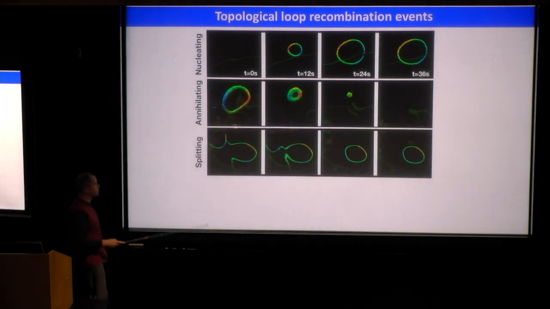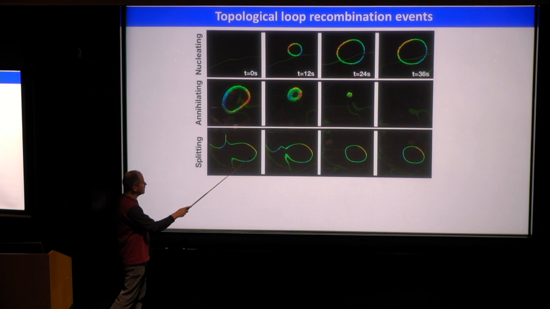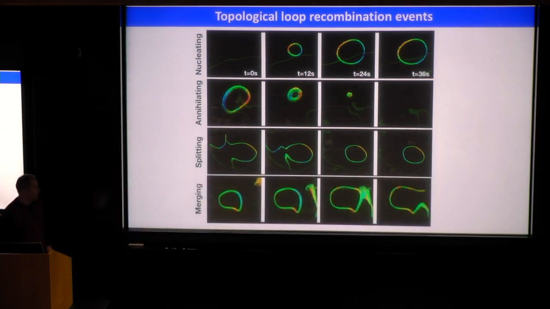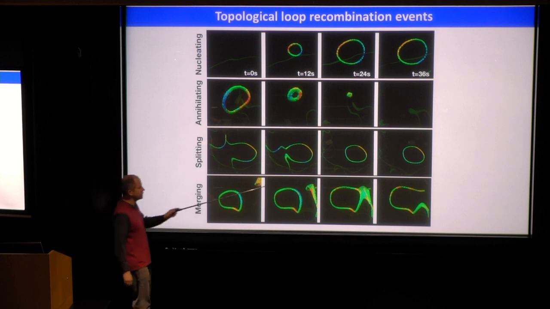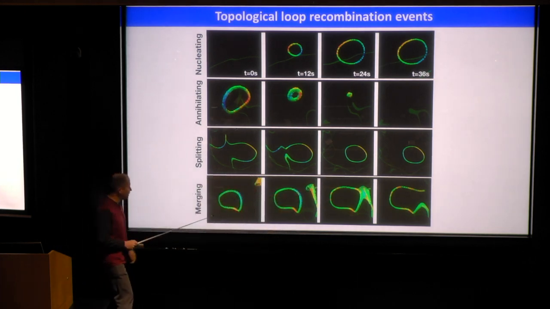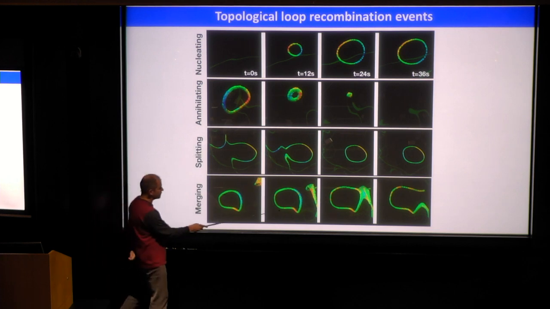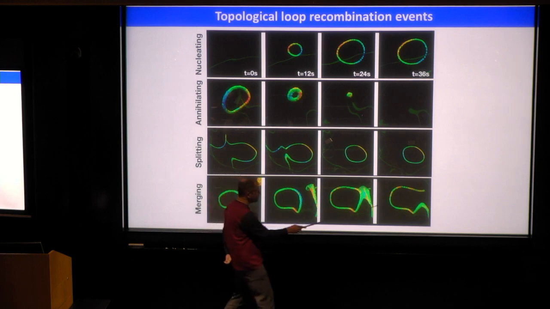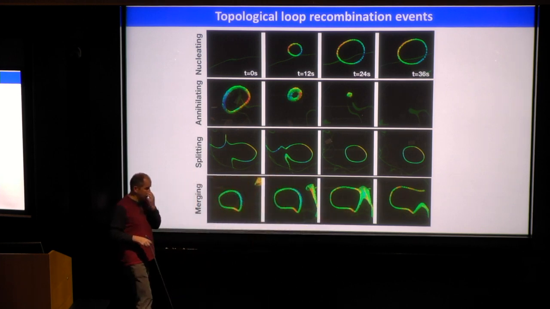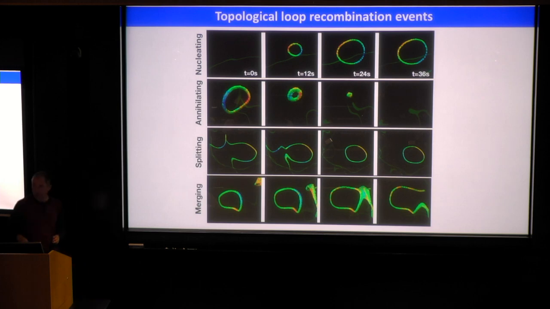The other thing that you can do is you can have these extended lines, and they can self-intersect, and they can break off and produce a loop that can do all kinds of things. And the final kind of basic dynamical motif that we see is a loop that's growing in size and then eventually encounters this network and joins this three-dimensional system spanning network. Okay.